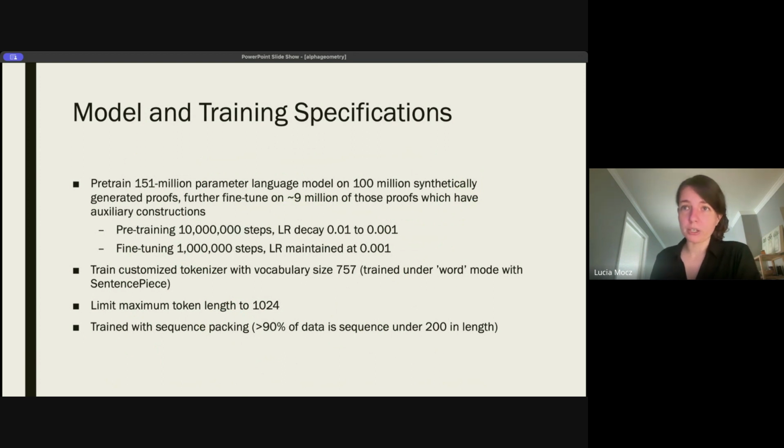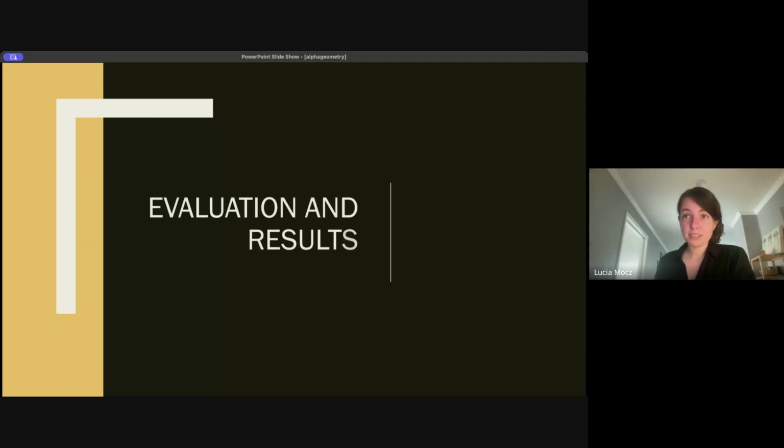And there's a couple of other statistics that they have about how they train their model. And there's quite a bit more in the paper, so please feel free to check that out. But let's move on to the most interesting part, which is evaluating the performance of this model.